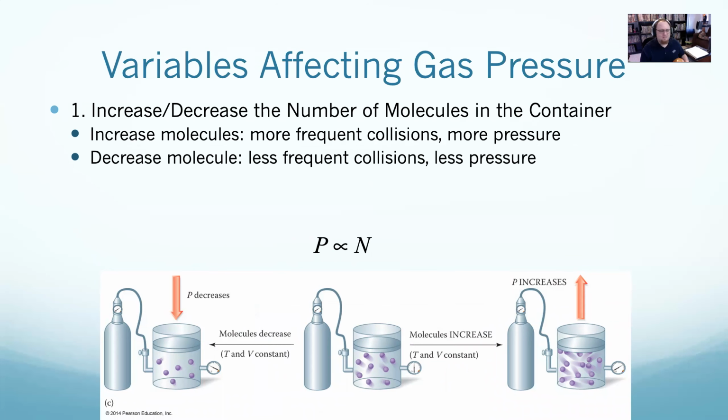Quick thing, real fast. I'm using a symbol here that not all of you might be familiar with. That symbol means it's proportional to. That means if I double the number of molecules, it doubles the pressure. If I cut the number of molecules in half, it cuts the pressure in half. That just means is proportional to. It goes as a 1-to-1 ratio.